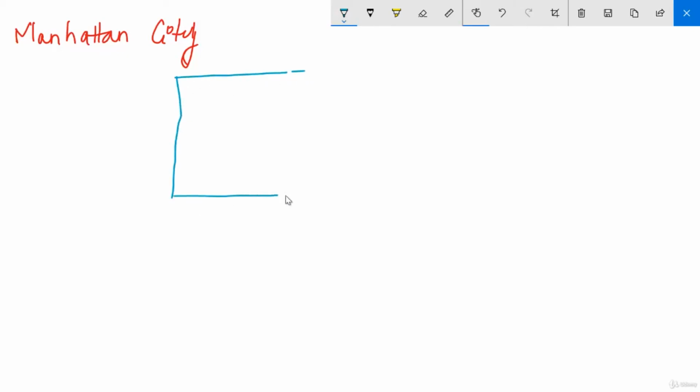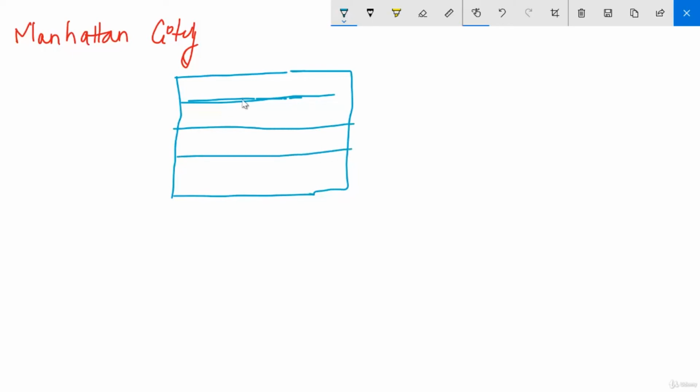Manhattan city is famous for its well-defined structure. It is fully planned. Everything is so beautifully planned that if you see it from Google Earth, or a top view from any airplane or helicopter, you will see everything is beautifully planned, somewhat like this.